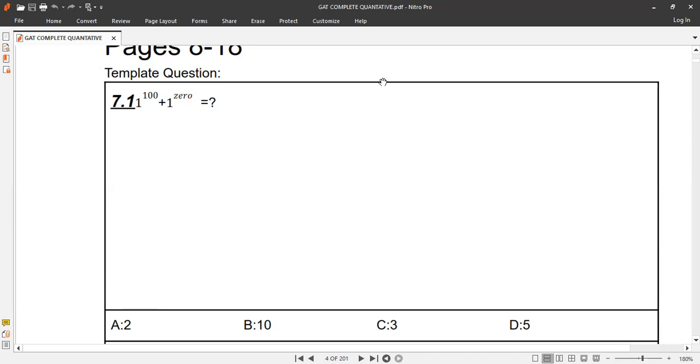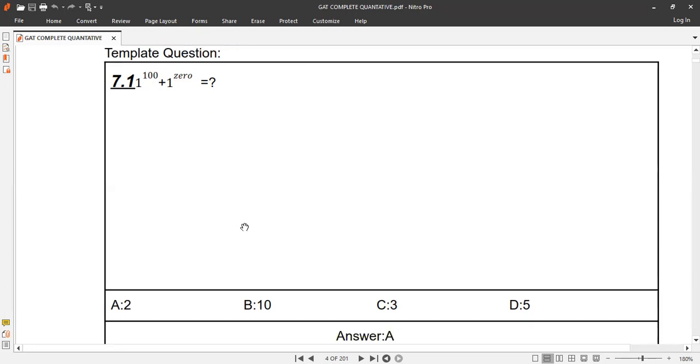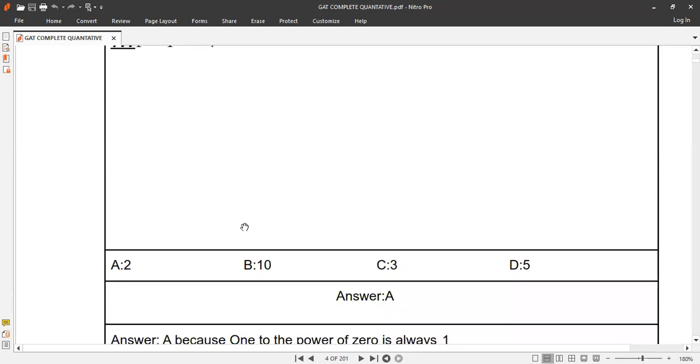Here is the first question: 1 to the power of 100 plus 1 to the power of 0 equals what? Of course, this is a very easy question because we have 2 rules. 1 to the power of any number is 1. So the first part is 1, plus 1 to the power of 0. A number raised to the power of 0 equals 1. So 1 plus 1 equals 2. The answer is A. Here is the explanation. The answer is A.